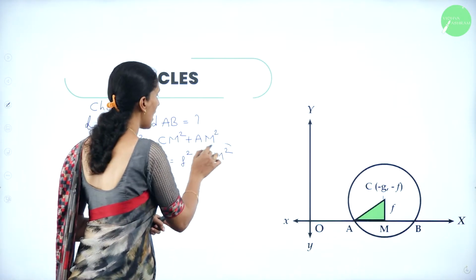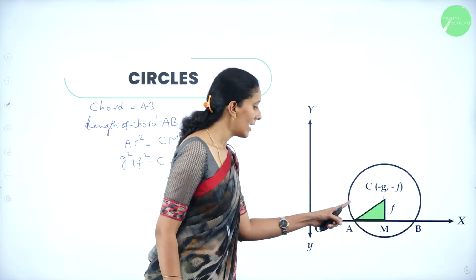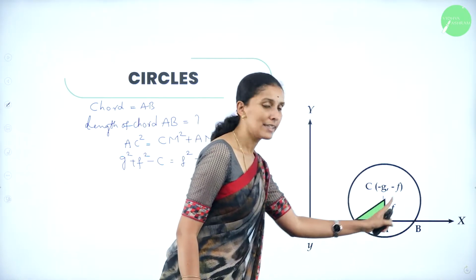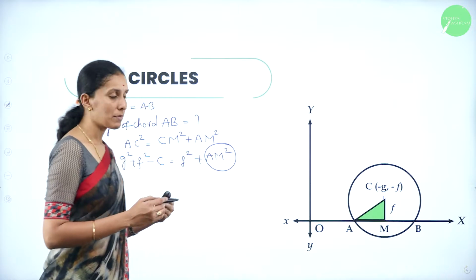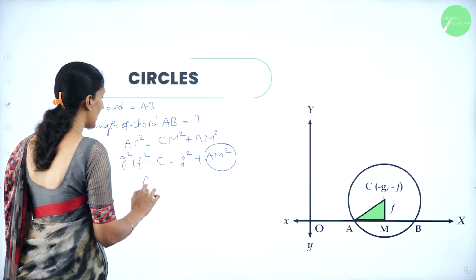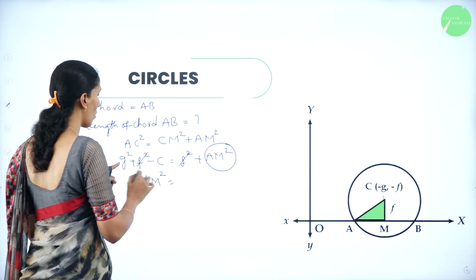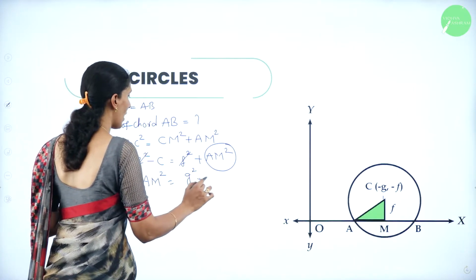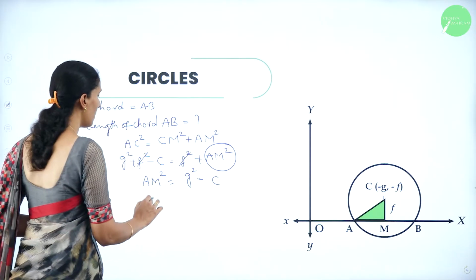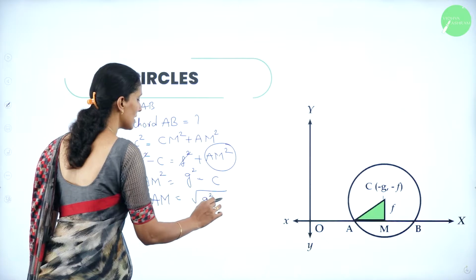Now, AM is half of the chord. So, to get the total length of the chord AB, it is AM plus MB, so it is 2 times AM. Let me write AM square here. This is equal to, we can cancel f square on both sides, g square minus c. Now, AM is equal to square root of g square minus c.